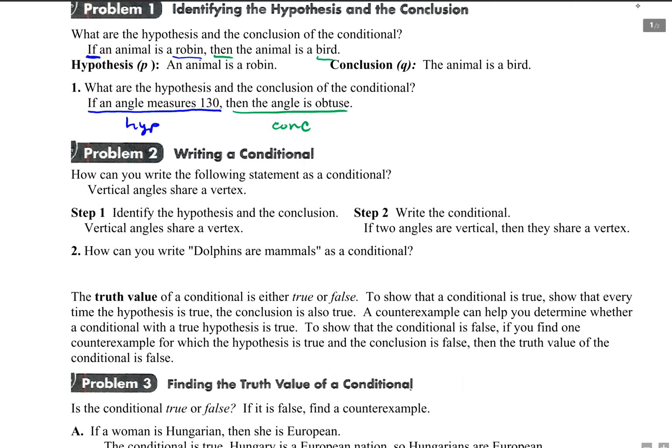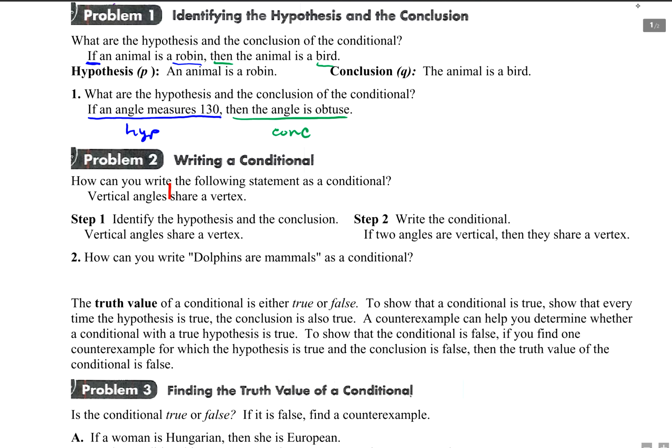Writing a conditional. Now, sometimes our sentences don't always come with the if and then portion, so we are going to have to figure out where that is. Our sentence here says vertical angles share a vertex. So figure out where is the requirement and where is the result. We have two separate ideas here, vertical angles and vertex. So I am going to split my sentence right there.